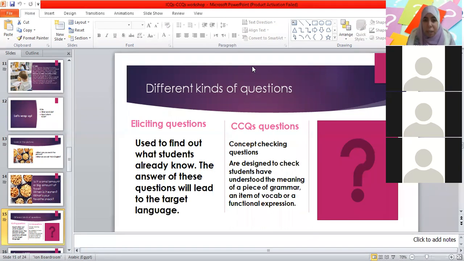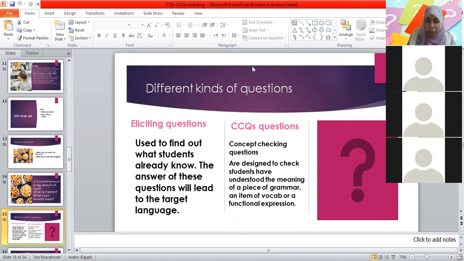Okay, so here we have eliciting questions and CCQs. Eliciting questions are used to find out what students already know. The answer to these questions will lead to the target language. So I'd like to teach the word snack, and I ask them some questions to check whether my students may know this word. Some students say snack, but maybe the others don't know the meaning of snack. So here I have to ask some CCQs, concept checking questions.